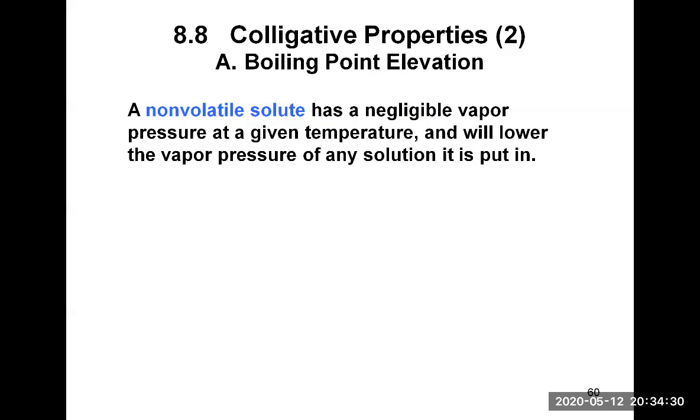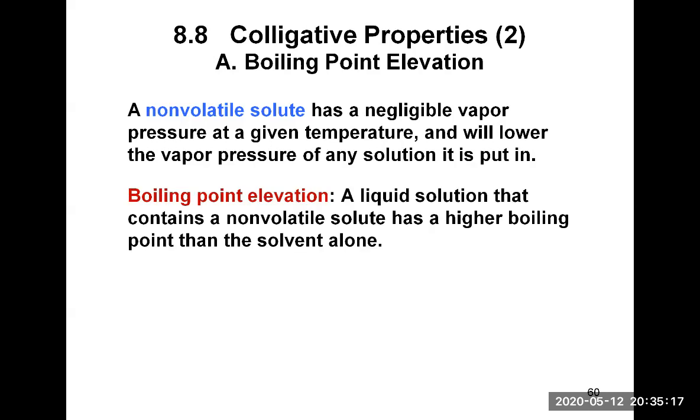So think, for example, about a solid. Solids have very little vapor pressure compared to a liquid that gives off a lot of vapors like acetone or ethanol or isopropyl alcohol, like rubbing alcohol. These have a lot of vapor pressure, but a solute like salt or sugar or any kind of solid would be considered a non-volatile solute. So a non-volatile solute has a negligible vapor pressure at a given temperature, and if you put it in a solution, it will lower the vapor pressure above that solution.